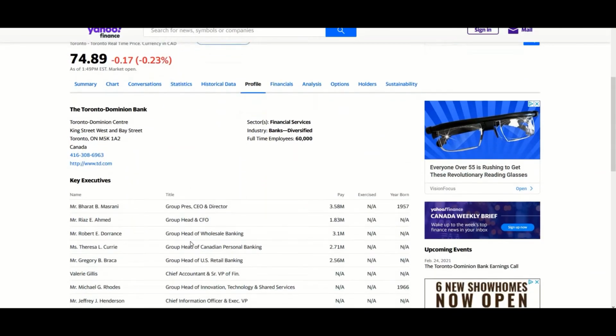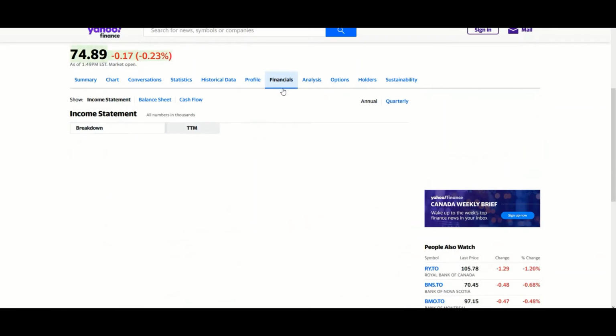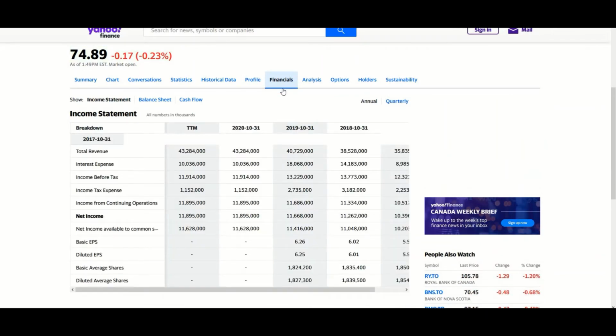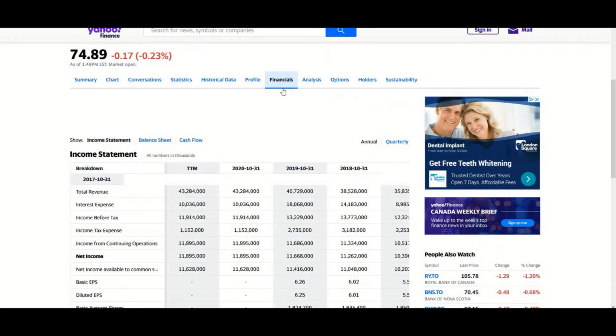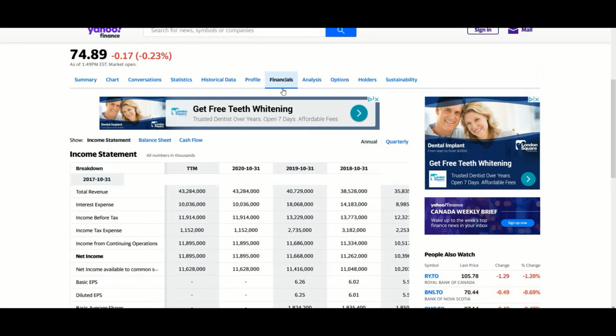The other information, if you want to go into detail, you can check financial information, how much their total revenue is, what cash they have, and then income wise. So you can go into detail as well if you want that information.